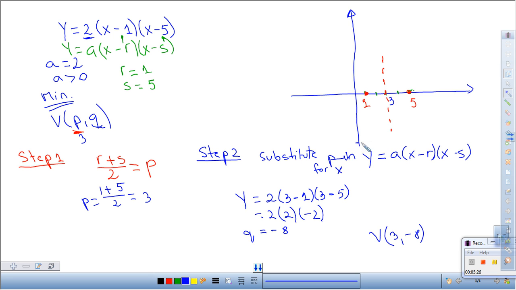And if, let's say, this would be -8, I know it's not to scale, but we can go over the writing. My vertex would be right here, and my parabola would go down and then go back up through 5. And that's how we find the vertex, starting from the factored form of a function.